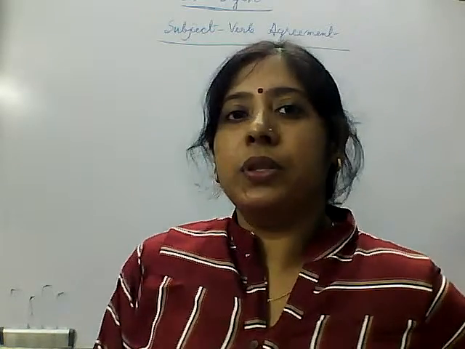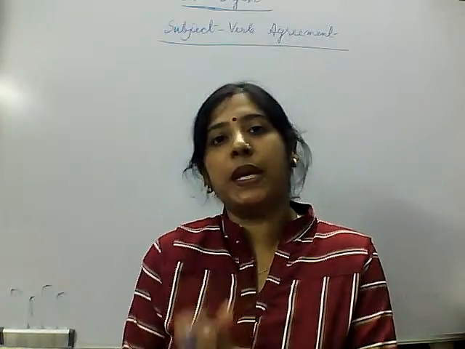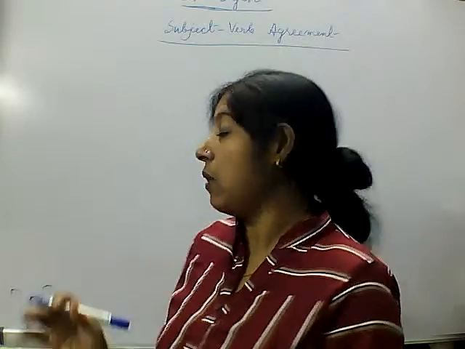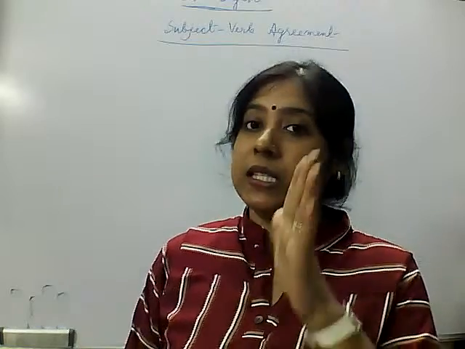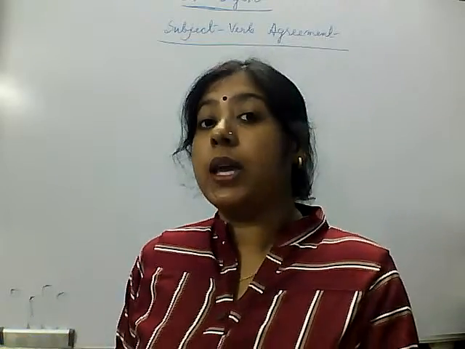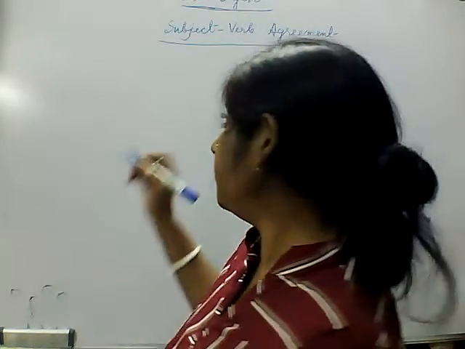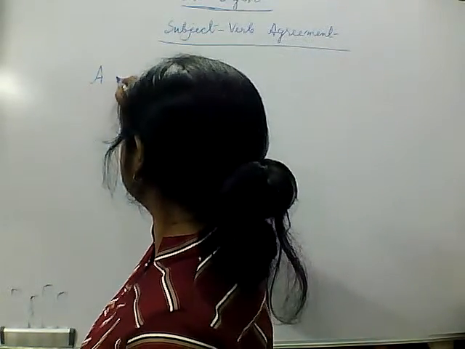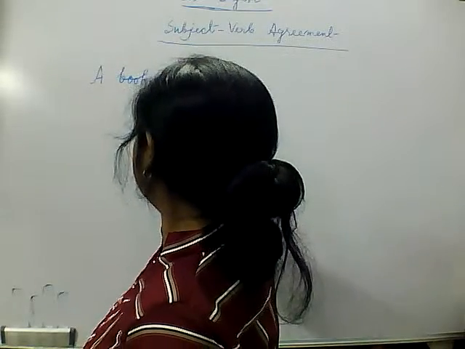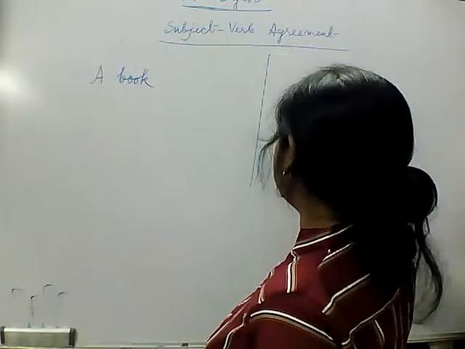Now I have discussed only persons. If I speak about things, what is the first rule? If the subject is singular. Now our subject is not a person, now our subject is a thing. If I say a book, this is singular only. And the plural number is what? Books.